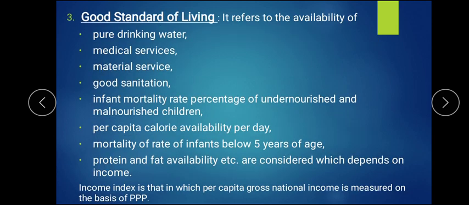Then comes the standard of living. What all is included in the standard of living? Pure drinking water, medical facilities, material services, good sanitation. Infant mortality rate should be lower, and per capita calories per day should be higher for the people. All these things are there: protein, fat availability, and infant mortality rate below 5 years. All these help us know whether there is a good standard of living.